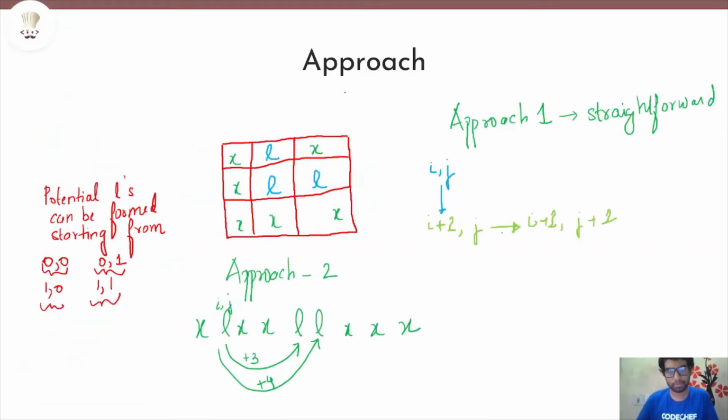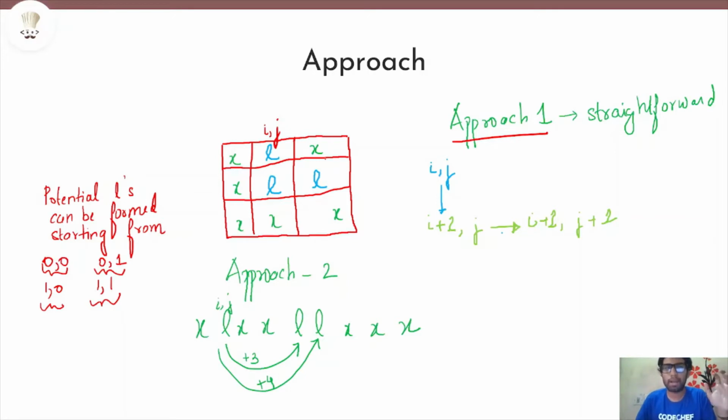Let's look at the approach. We look at two approaches to solve this problem. The first approach is a straightforward approach. If we consider the cell ij, let's say that we are at the cell ij in this particular matrix and we want to figure out whether there is a pattern of L's here.